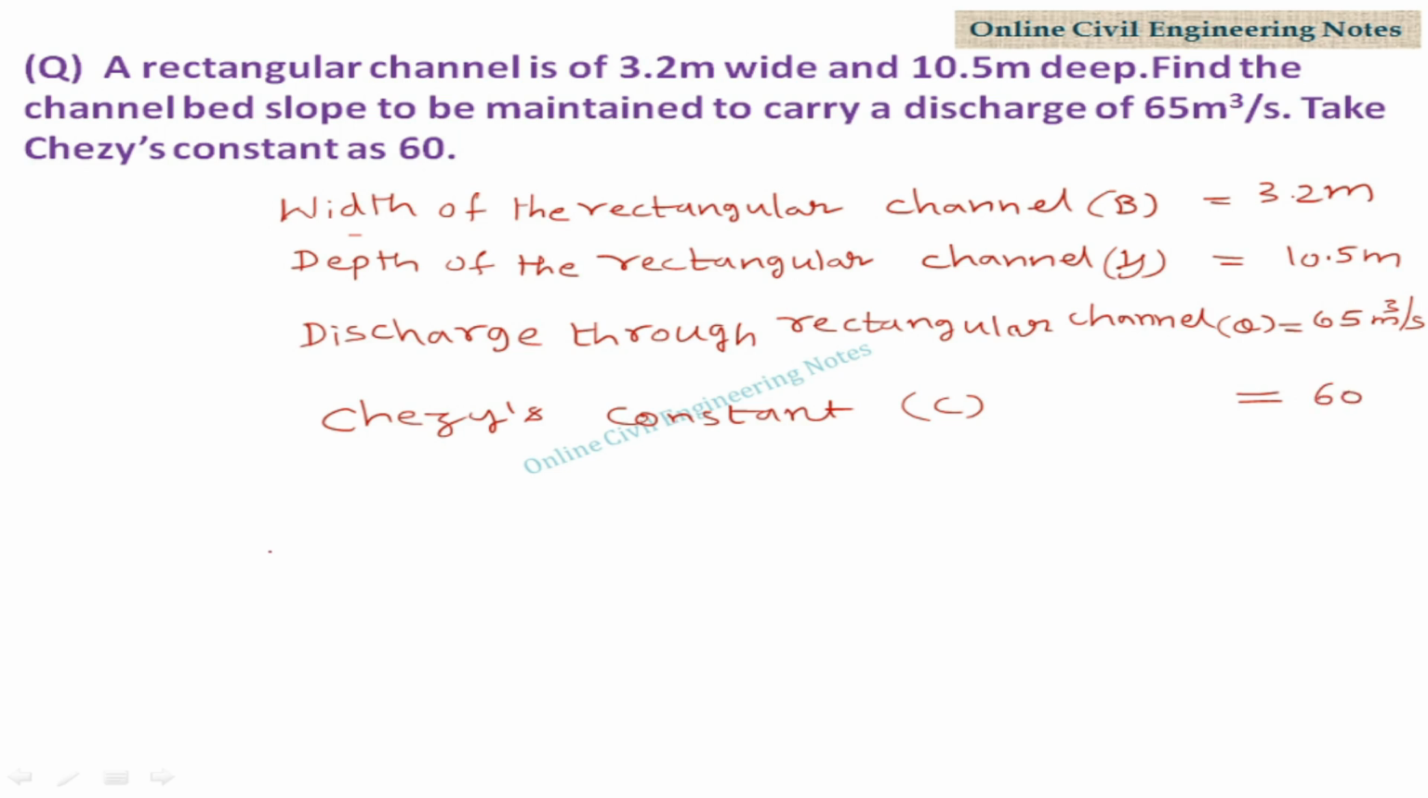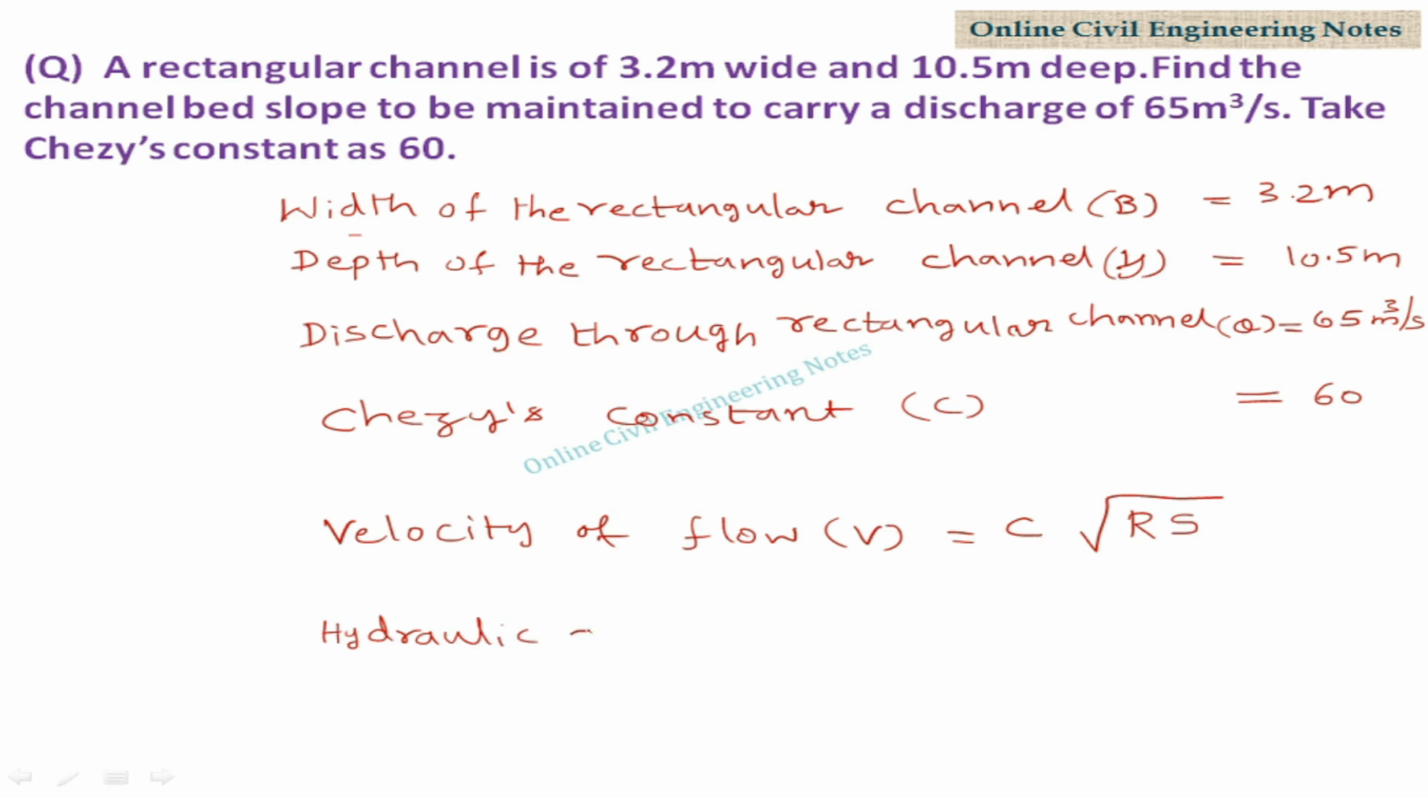To calculate the channel bed slope, use the formula for velocity of flow. V is equal to C into root R S, where R is hydraulic mean depth, S is the channel bed slope. C we know, Chezy's constant. Write the formula to get the hydraulic mean depth. R is equal to area of the rectangular channel divided by wetted perimeter.